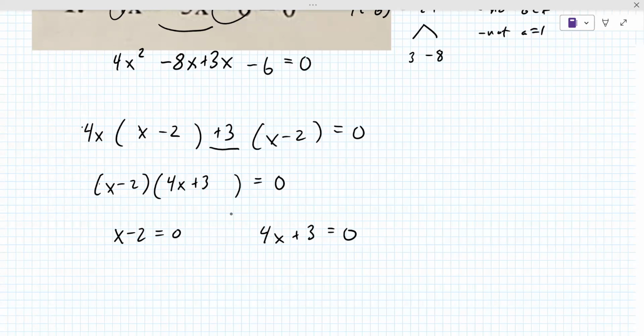X equals -3/4 and X equals 2. Good. That was really well done. So that's the most difficult type. Teachers like to follow up a really hard one with one that's a little easier, a little faster.